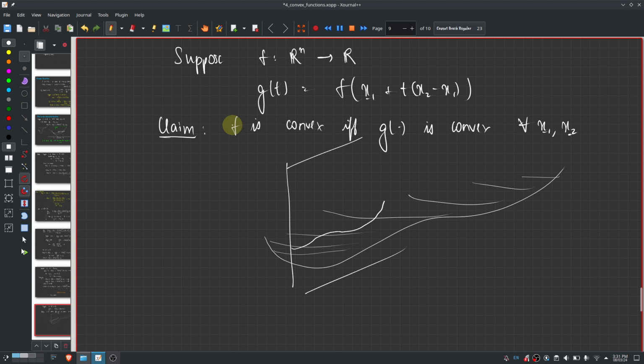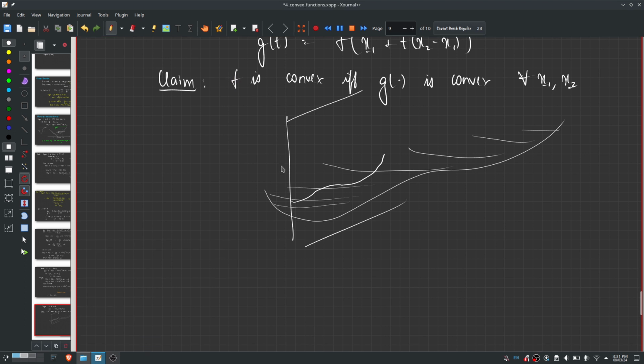In every direction, if you get the convex intersection, then the whole function, which we are getting intersections of, is convex. Correct. Yes. Okay. Any questions?